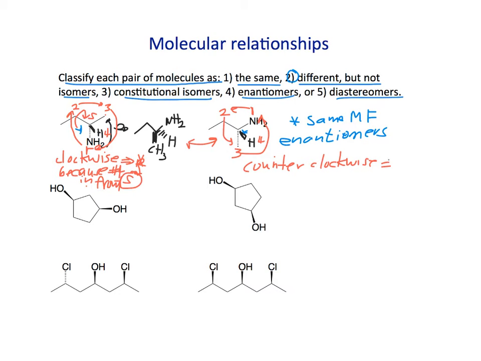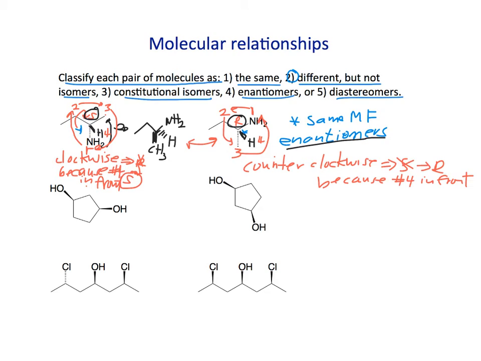Right, which should be S, but it's not S, it's R, because number 4 is in front. Okay, so this is R. So notice one of these molecules is S, one is R. That supports our answer that they are enantiomers.